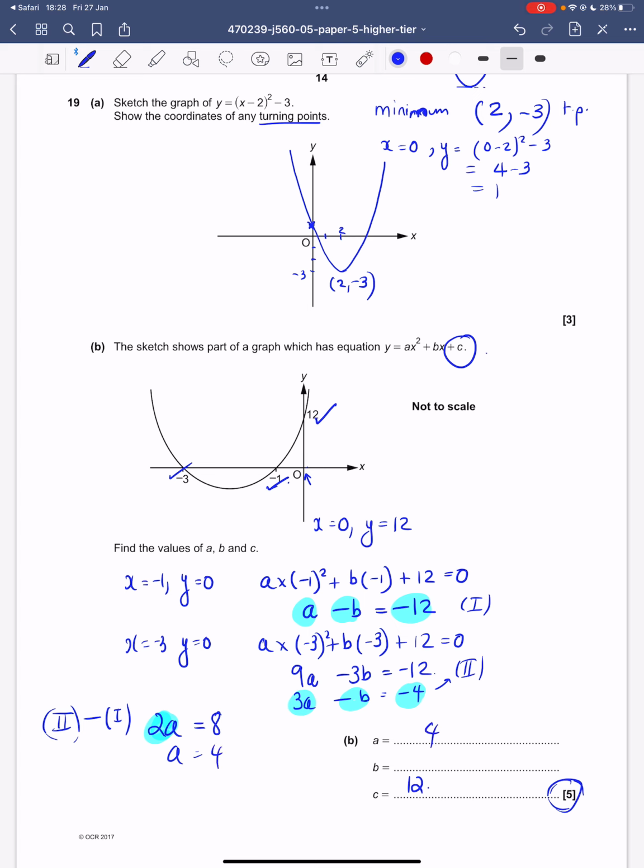Then substitute for a in equation 1. And then 4 minus b is minus 12. So b is therefore 16. And that will work.